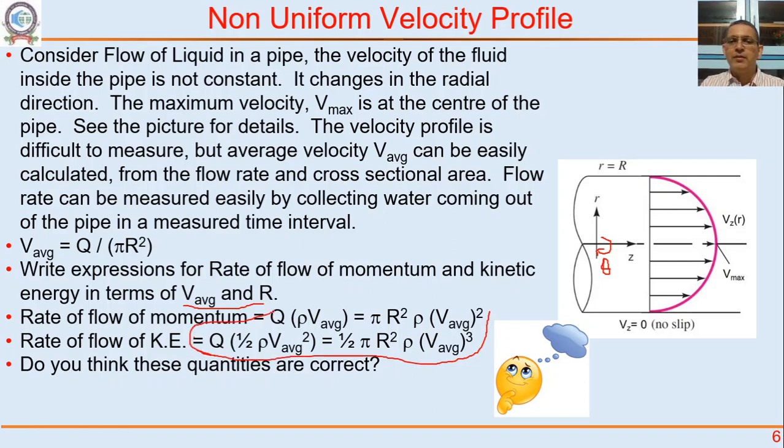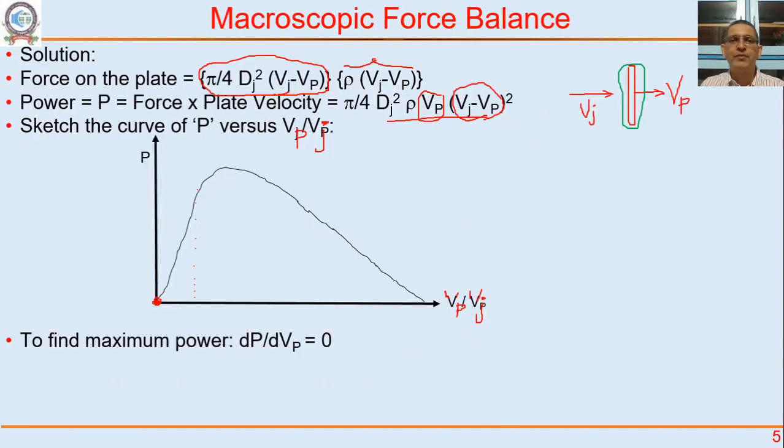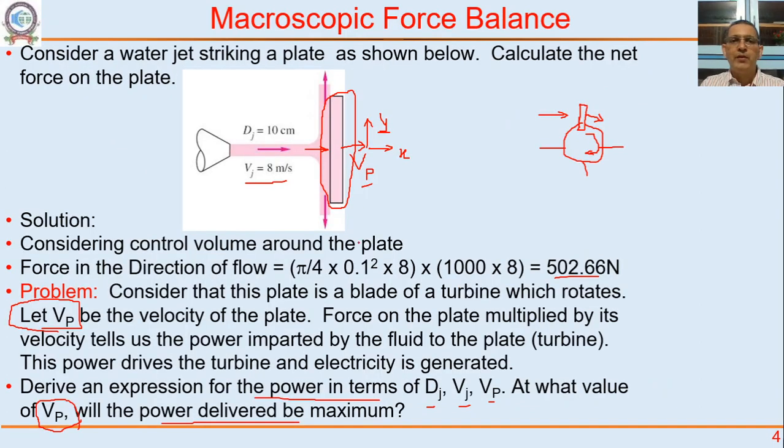Because velocity is not the same throughout. When we say V average, what we mean, we have been using it like this. You see, we have been doing pi by 4 d square Vj multiplied by rho Vj, as if the velocity everywhere is 8 meter per second across this cross section of the jet.